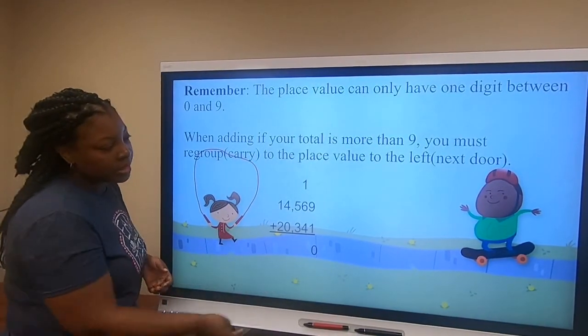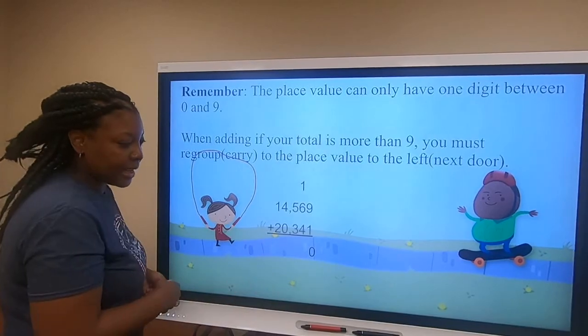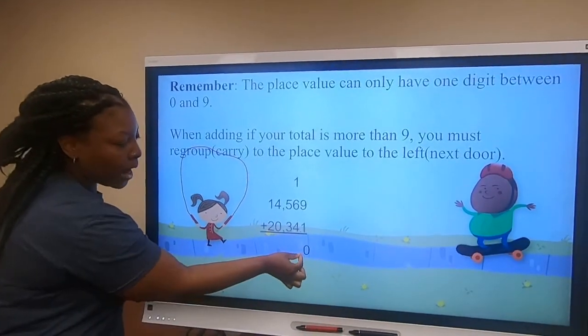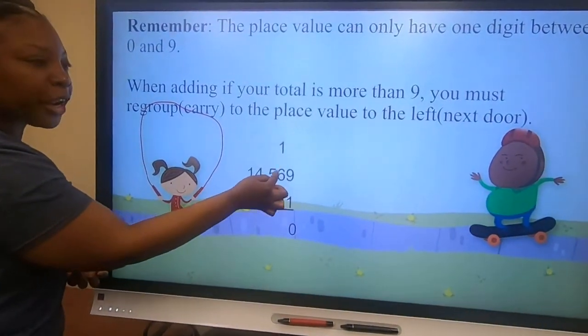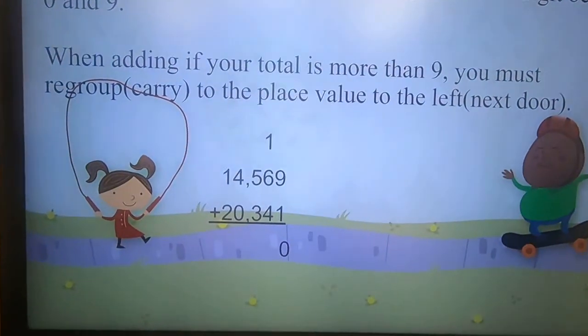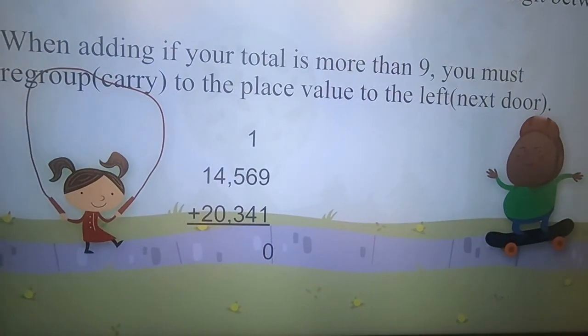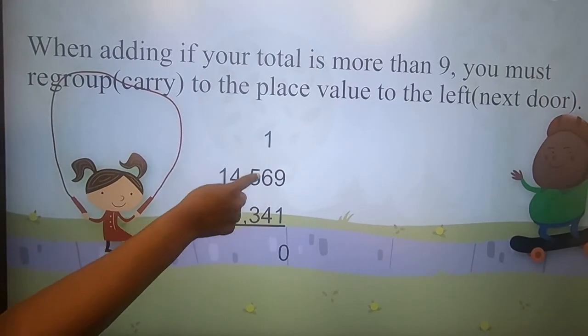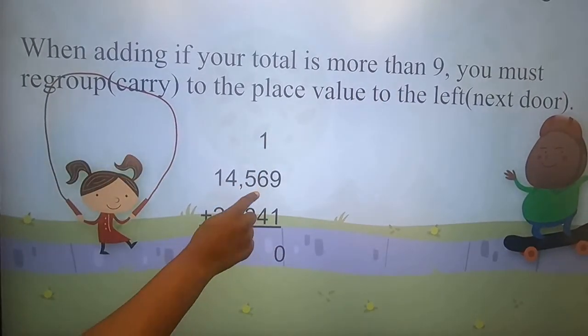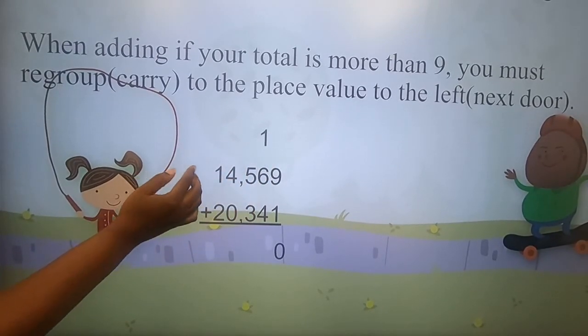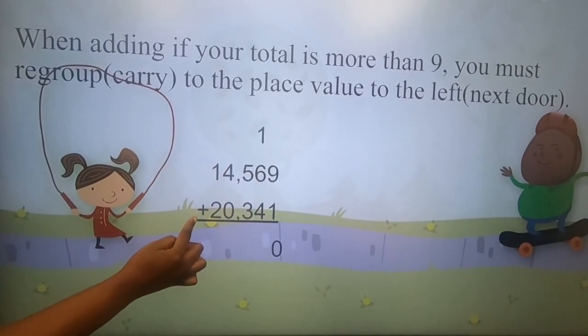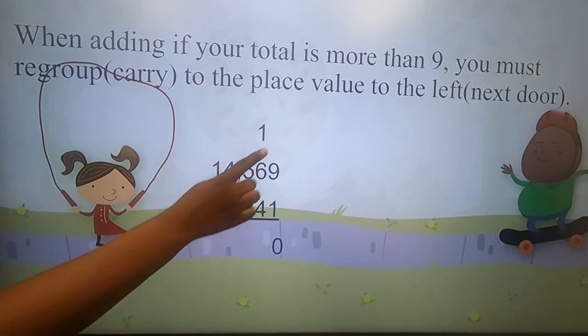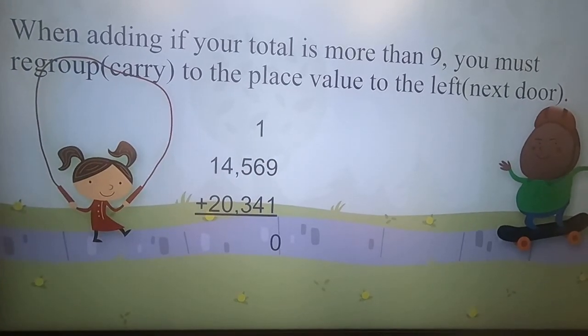So, as Miss Wilson said, 9 plus 1 is 10. And she said, I'm going to write my 0. I'm going to carry my 1. Ooh, they get to carry the 1, Miss Bethay. The parents are going to be so excited. And this 1 I'm carrying, remember I said next door. I don't carry my 1 all the way over to the beginning number. It's always next door.